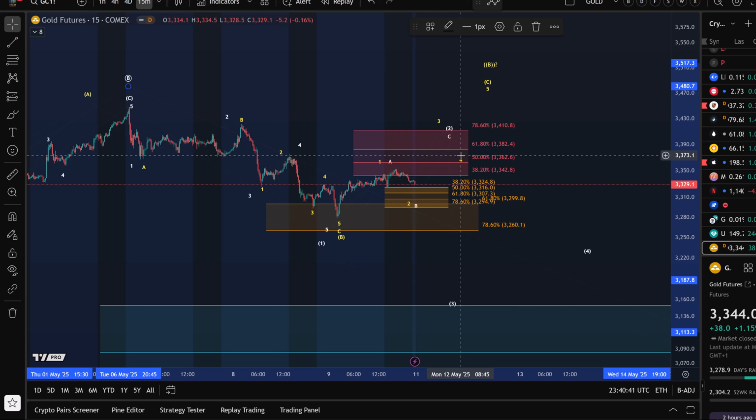So again, I'm just not convinced that this rally from the Friday low is finished, that it is topped. Therefore, these should give you all the key levels to watch for next week, and then it could just take the price higher into resistance. So that's the update on gold.